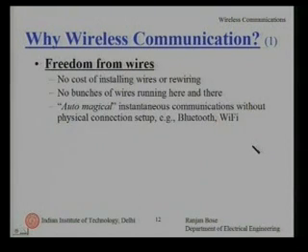So, let us look at the reasons. These are very fundamental reasons. They may be obvious, but that makes the cash registers ring today. First of all, freedom from wires. Freedom from wires translates to less installation fee, no rewiring, no stolen wires, right? No bunch of wires running here and there.